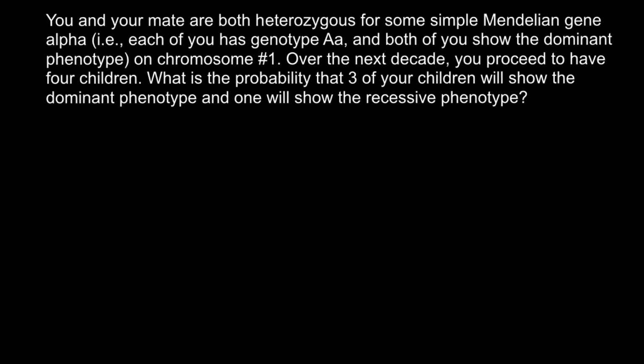Simple Mendelian gene alpha. Each of you has genotype capital A small a, or heterozygous, and both of you show the dominant phenotype. The gene is on chromosome number 1. Over the next decade you proceed to have 4 children. What is the probability that 3 of your children will show dominant phenotype and 1 will show recessive phenotype?